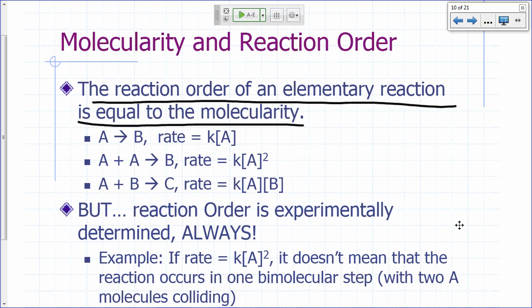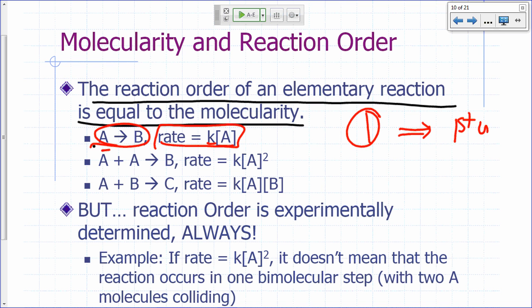So for example, if I say that this reaction right here is unimolecular, then if I propose that to be an elementary reaction, I would expect, if I were to go to the lab and make measurements, to find the rate law to be equal to k times the concentration of A. Rate equals k times concentration of A. It's going to be first order. So if the molecularity is 1, then the rate law would be first order.